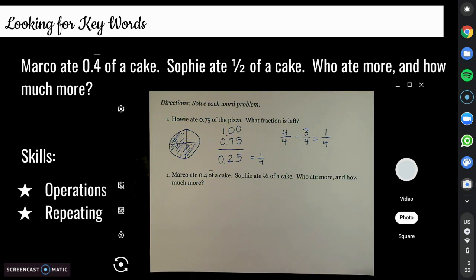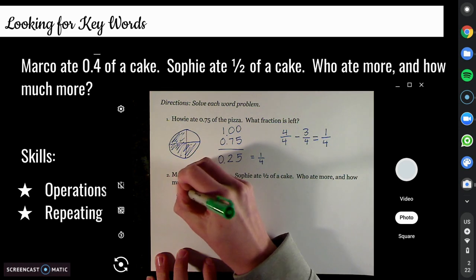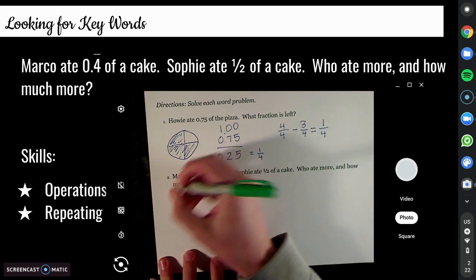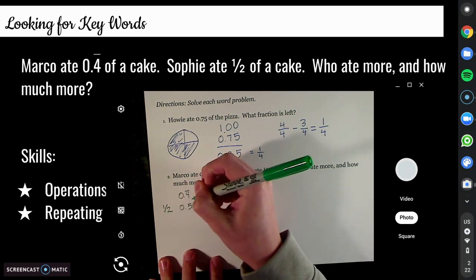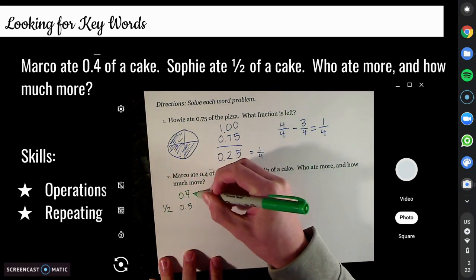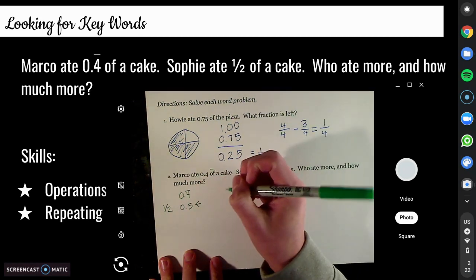Not the way it is. You need to get them to be both decimals or both fractions. 0.4 repeating and 1/2. 1/2 equals 0.5. So when you compare these, 0.4 repeating and 0.5, you know that this one's going to be bigger.